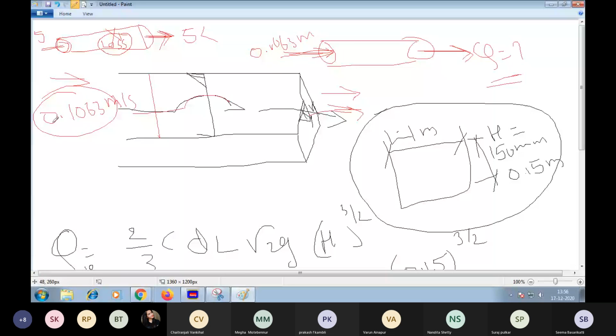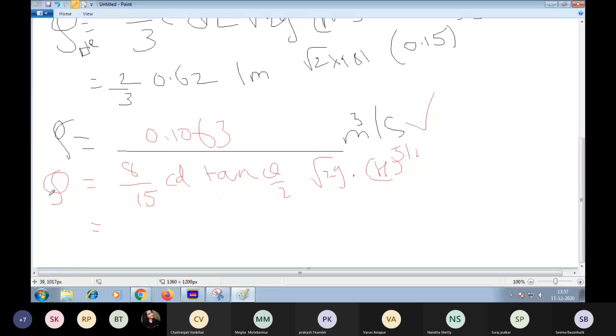If 0.1035 meter cube per second of water is passing through the rectangular weir and then it passes through the triangular weir, then what is the discharge through this triangular weir? Same, ma'am. It is the same. Okay, when we have not considered any losses, it is the same. So equate the value of Q as 0.1063 into 8 divided by 15.